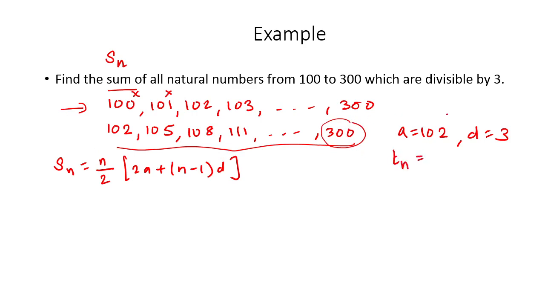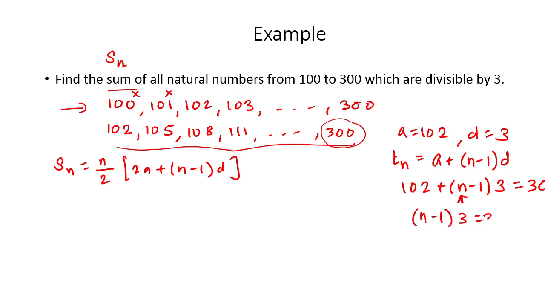So I'll take Tn. We know that Tn is equal to a plus (n minus 1) into d. This is the formula. Here a is 102 plus (n minus 1), the common difference is 3, and I want this nth term to be equal to 300, so that I can find out what this n is. If I simplify, (n minus 1) into 3 is equal to 300 minus 102, which is equal to 198. So this is (n minus 1) into 3. So n minus 1 is equal to 198 upon 3. I am cross multiplying this 3.